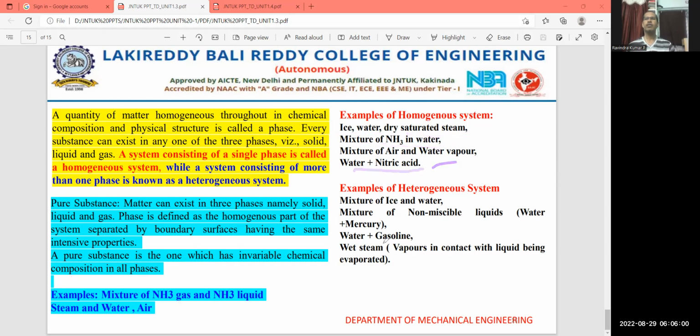So these are the examples for homogeneous system. Examples for heterogeneous system are nothing but a mixture of ice and water, water plus gasoline, and wet steam. So this is the heterogeneous system, right?